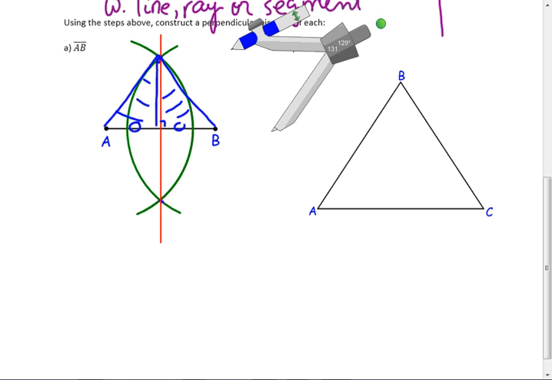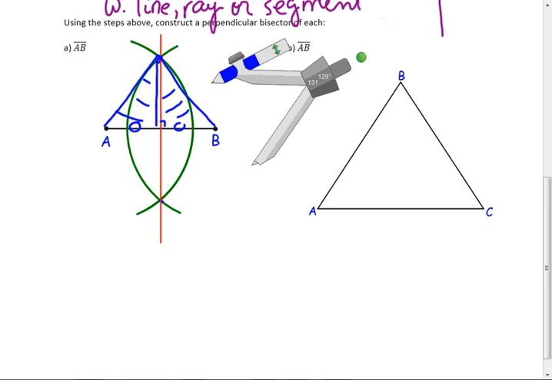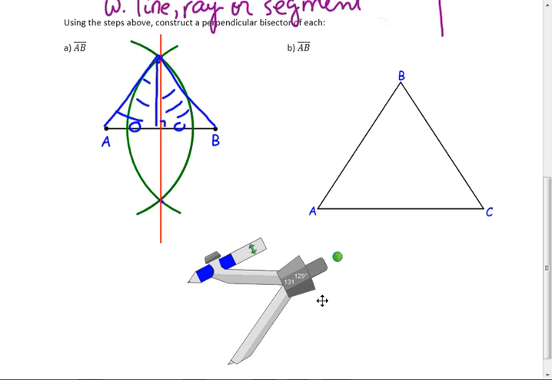Now, what you can do on the next problem is rotate your paper. I can't rotate my smartboard, which then, of course, causes problems. We want segment AB. So I'm going to highlight it. Okay, I want to do a perpendicular bisector to this.